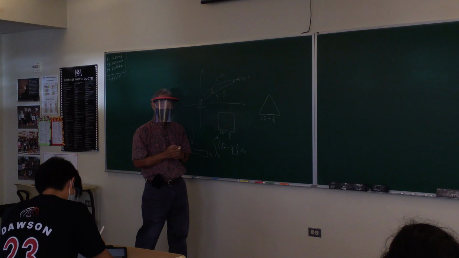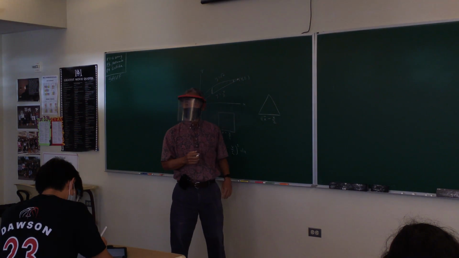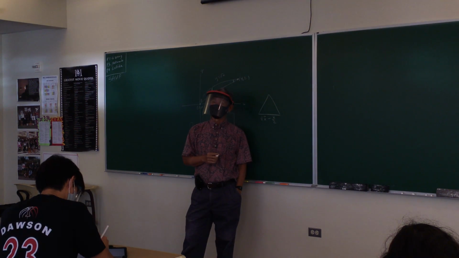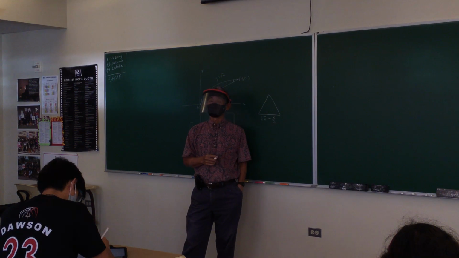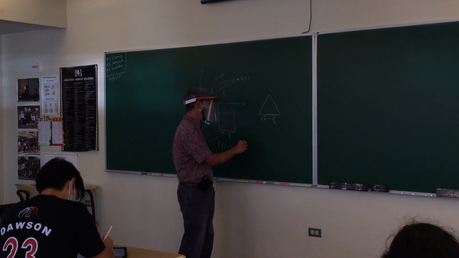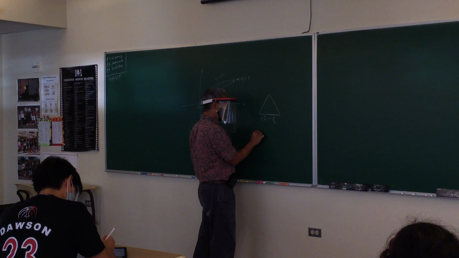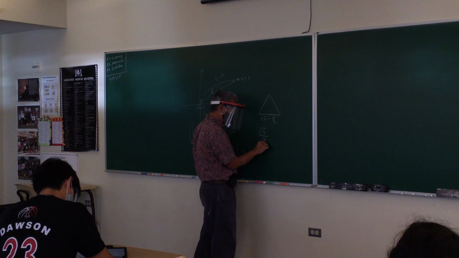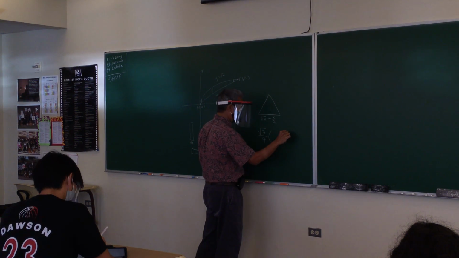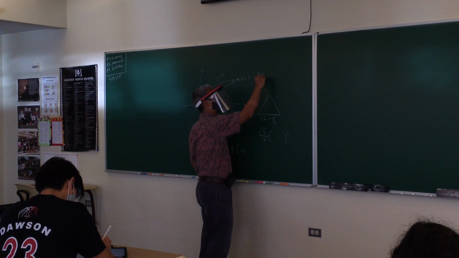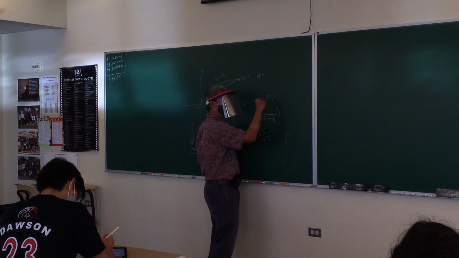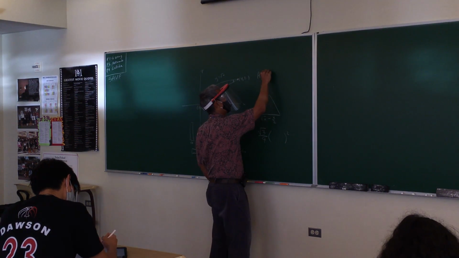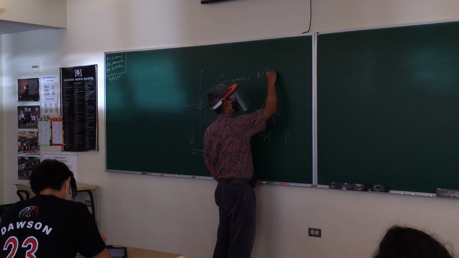We did. And if you were in my SAT class, or if you looked at the cheat sheet for the SAT, does anybody remember the formula? No. It's root 3 over 4 times the side squared. So this is really useful in calculus. The area of an equilateral triangle is root 3 over 4 times the side squared.